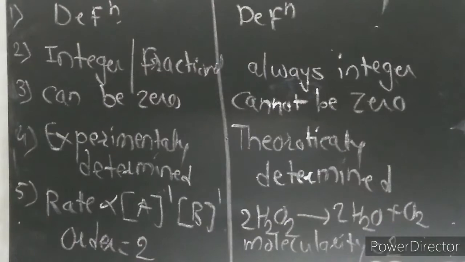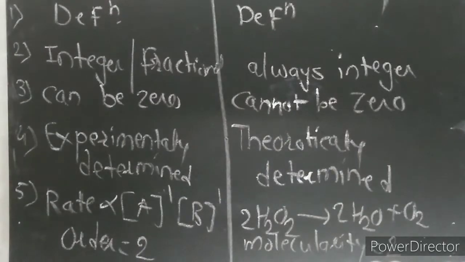Let us consider any reaction. Suppose the rate of reaction is proportional to the concentration of reactant A raised to power 1 and B raised to power 1. Then 1 plus 1 is 2. So order of reaction for this example is 2. For molecularity, I have given the example 2H2O2 gives 2H2O plus O2. In this case, 2 molecules of reactants in an elementary reaction are taking part in the reaction. Therefore, molecularity is 2. So this is our concept regarding order and molecularity.